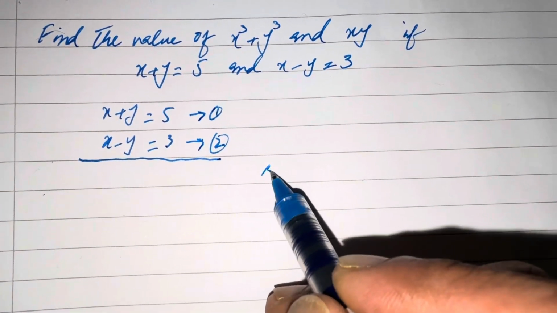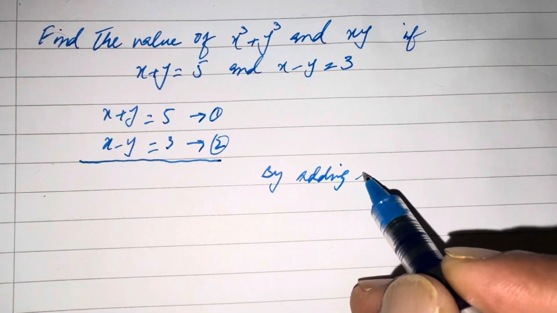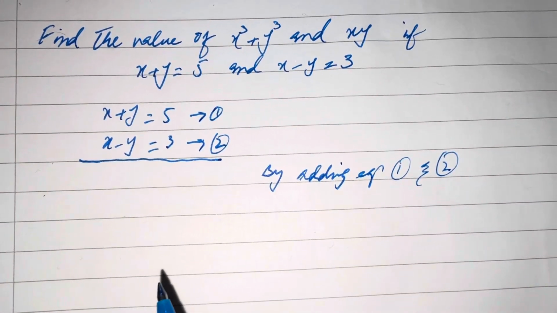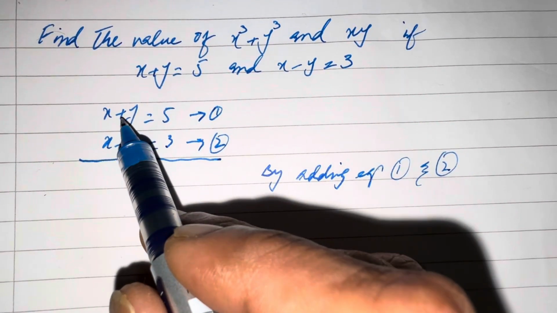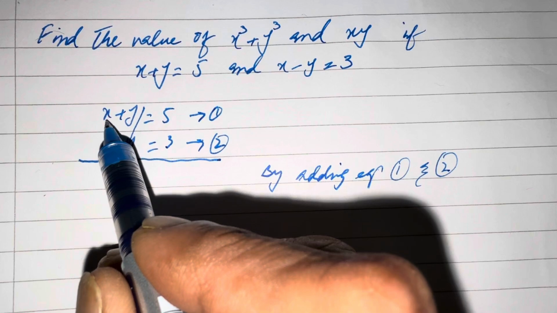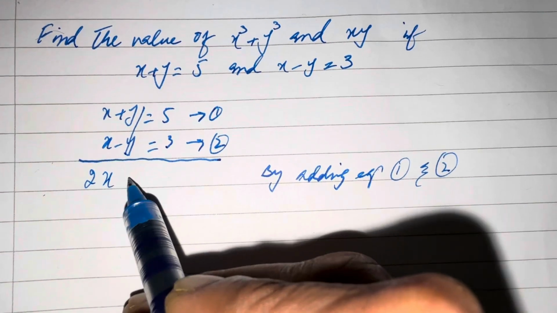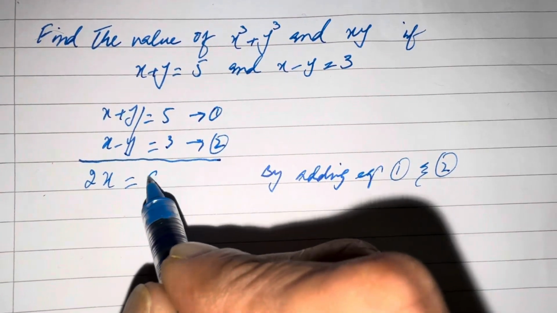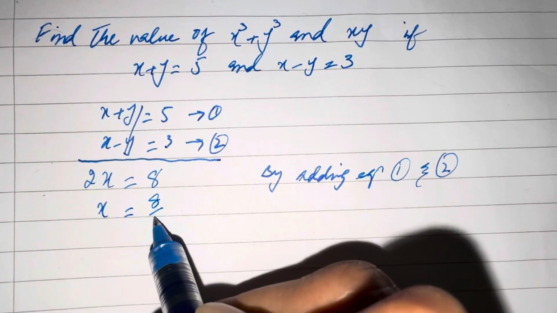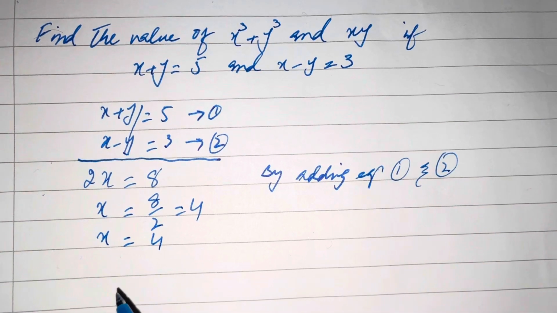So by adding equation number 1 and 2, plus y and minus y will cancel each other, and then 2x is equal to 5 plus 3, which is 8, and x is equal to 8 over 2, which is 4. So the value of x is equal to 4.